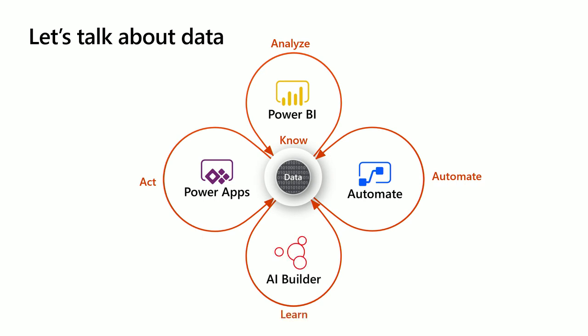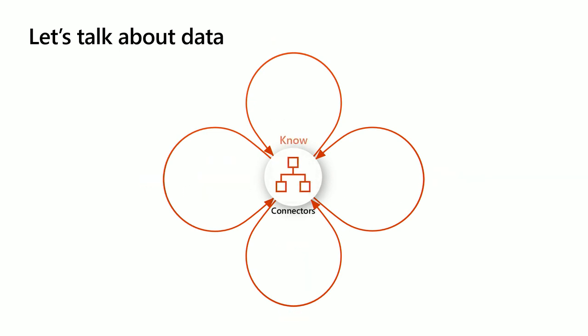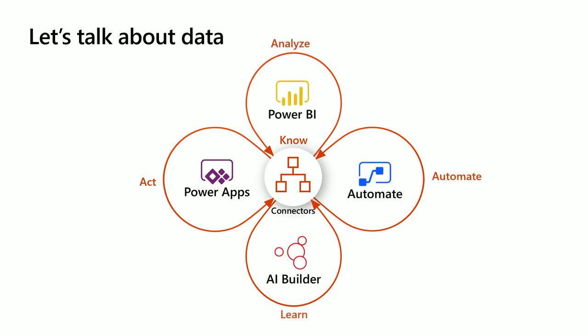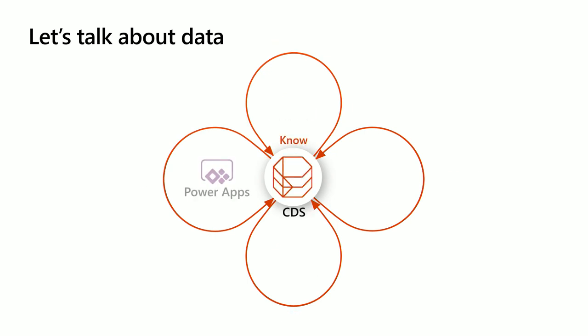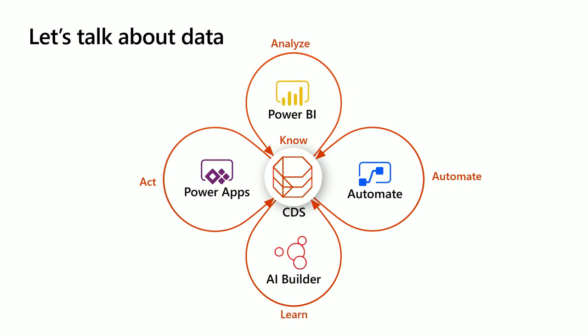But where does data come from? It sounds like a question my 6-year-old would ask me. The thing is, data comes from 2 places. It can come from connectors, facilitating activity, automation, analysis, or learning. And data can also come from the Common Data Service as well. You might be thinking, what's the difference between these 2 places, and why might I choose one over the other?